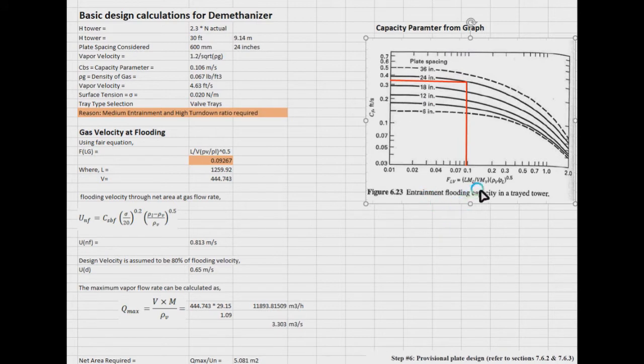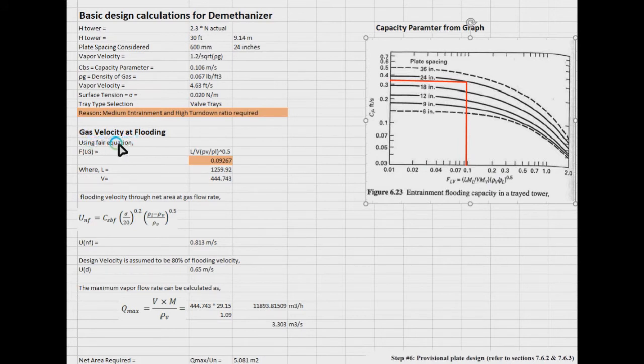From this graph, you can see on the x-axis it is called the flow parameter, and on the y-axis CF, it is called the capacity parameter, in feet per second. The holdup flowing through the column, feet per second, the liquid or gas holdup actually. From the plate spacing, like we have selected the 600 millimeter plate spacing or 24 inch, we can first calculate the flow parameter using the Fair equation.